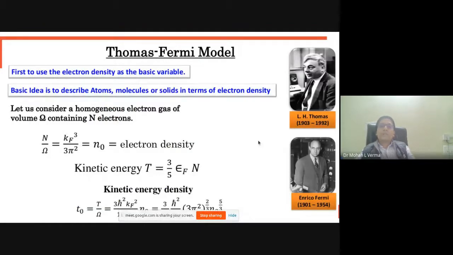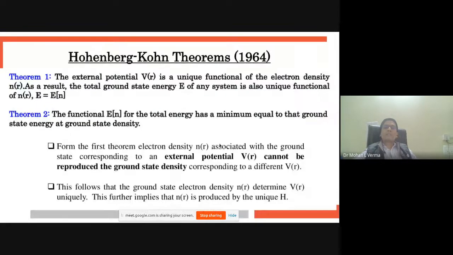And in Thomas-Fermi, for the first time we have introduced that electron density term, and the basic idea is to describe atoms, molecules, and solids in terms of electron density, which is further applied by Kohn, and these are the terms used by solid state physicists.